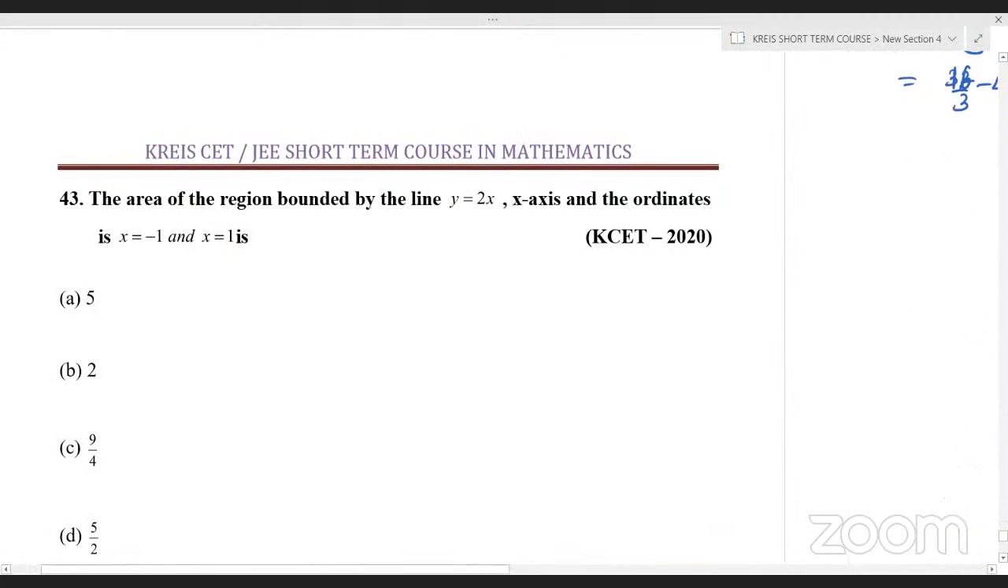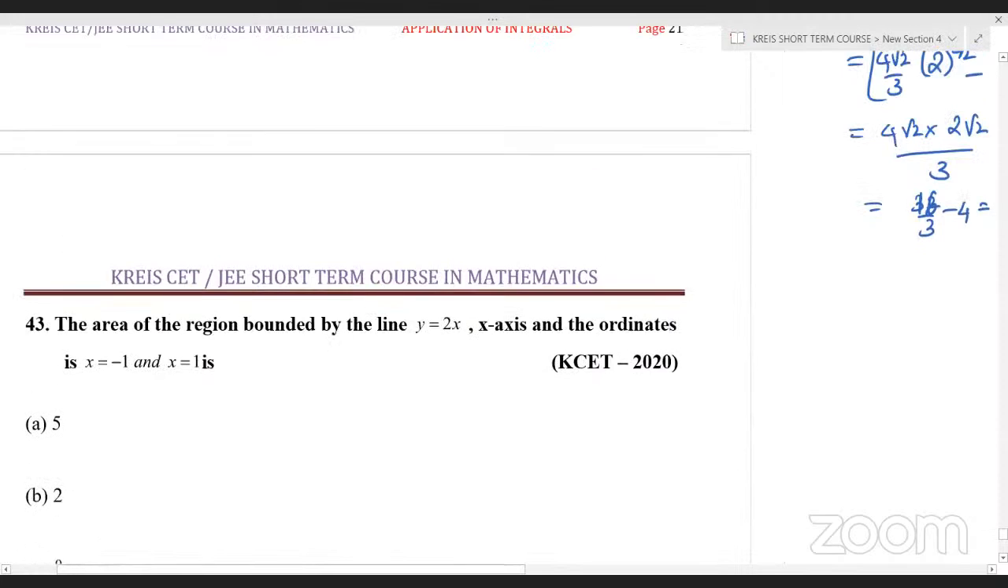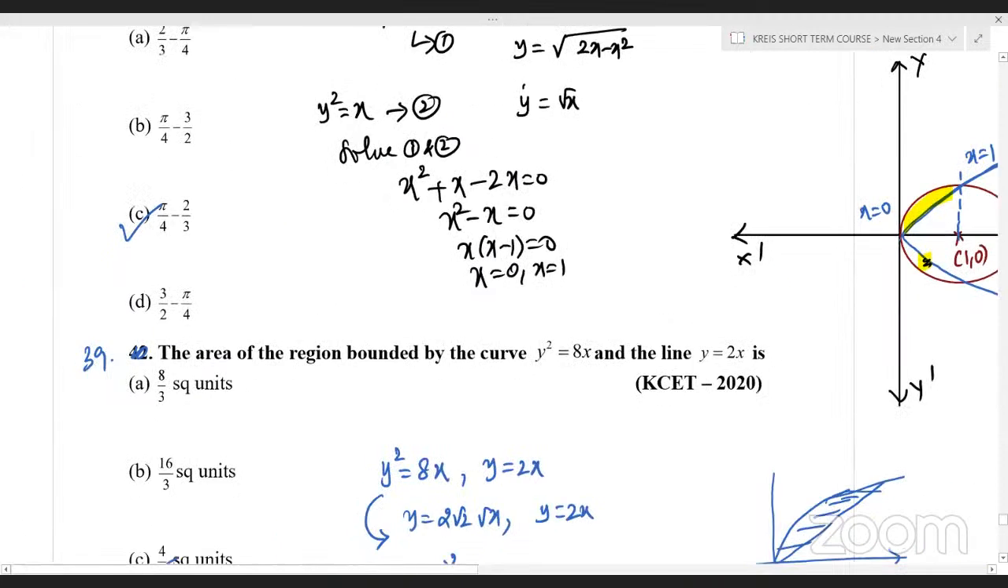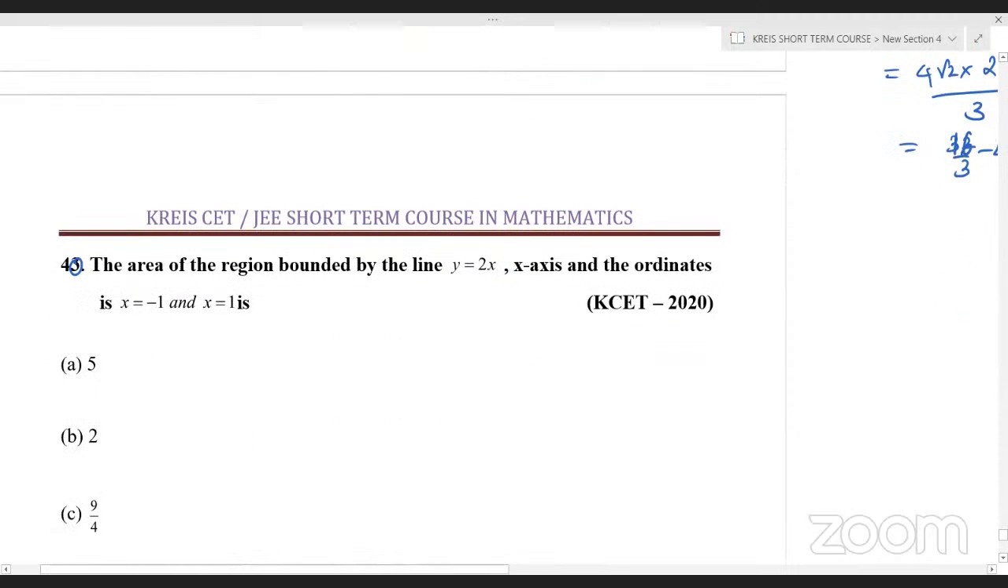Now look at the 43rd question. The area of the region bounded by, so this question number is going to be the 40th question. The area of the region bounded by the line y is equal to 2x. This is again a question given in the 2020 CET question paper, and the lines x is equal to minus 1 and x is equal to 1. So area is given by the integral from minus 1 to 1, 2x dx, you are going to get.